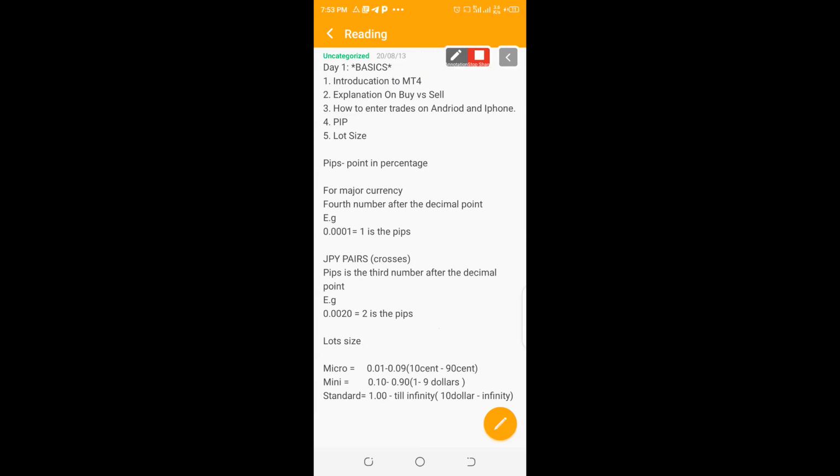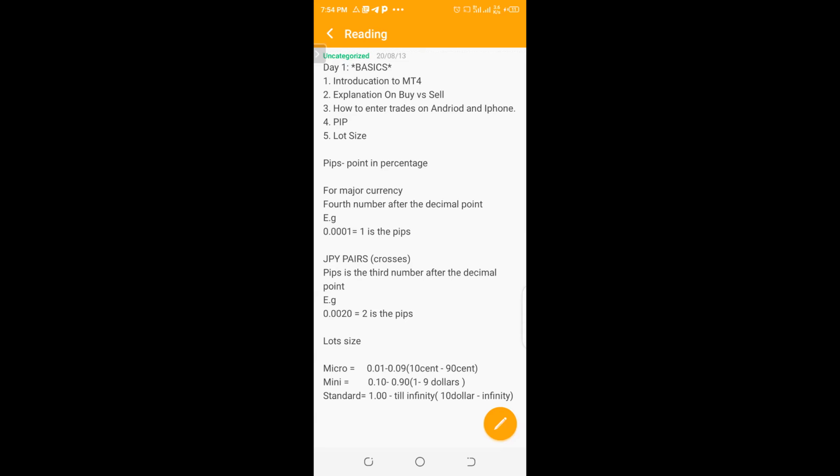The standard lot size. All right, what is micro lot size? Micro lot size means that you are going to be entering a trade with a 0.01 to a 0.09. What it means is that if I enter a trade, I am going to be making 10 cents per movement of the market.